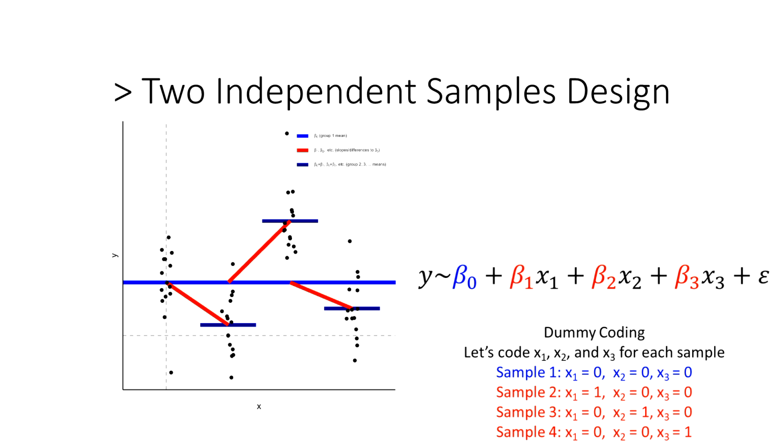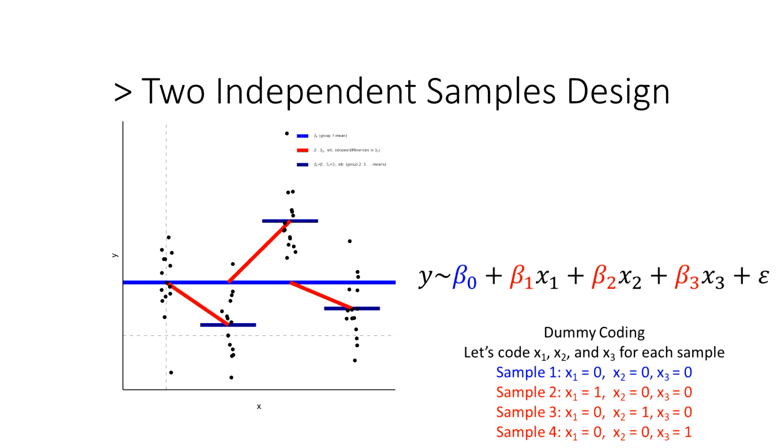Then what we have are three different slope values, which all give us the differences between sample 1 and the various groups. So for example, beta 1 would tell us the difference between group 1 and group 2. Beta 2 would give us the difference between group 1 and group 3. And beta 3 would give us the difference between group 1 and group 4.